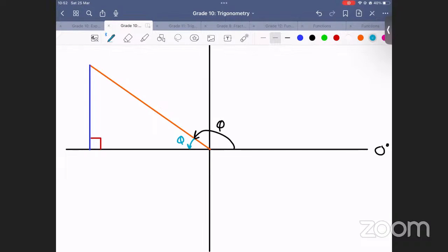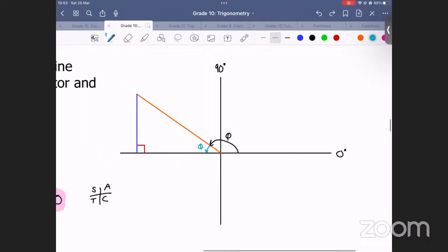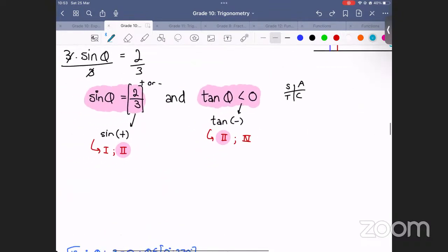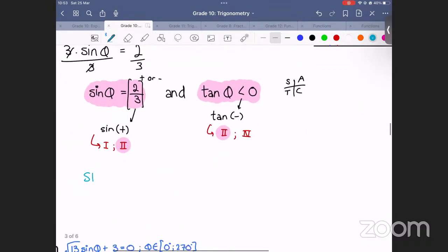That we refer to as our theta. So when we talk about opposite, we talk about the dark blue line. Okay, that's opposite because it's opposite theta. When we talk about hypotenuse, it's the orange line. When we talk about adjacent, it is the black line. Okay. So now what we need to do is we have the value of sine theta. Sine theta is equal to 2 over 3, which is opposite over hypotenuse. So we have the value of opposite and we have the value of hypotenuse.